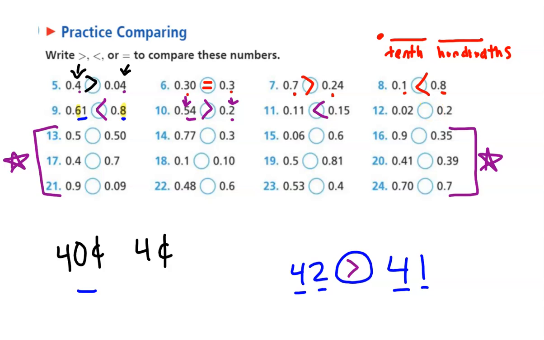And then number 12 is definitely trying to trick you a little bit. I see here a 2 in the tenths place. And then actually in this number on the left, I see a 0 in the tenths place. So because of that, I know 2/10 is greater than no tenths at all. Okay? So again, remember 13 through 24 is definitely ones you can try on your own.